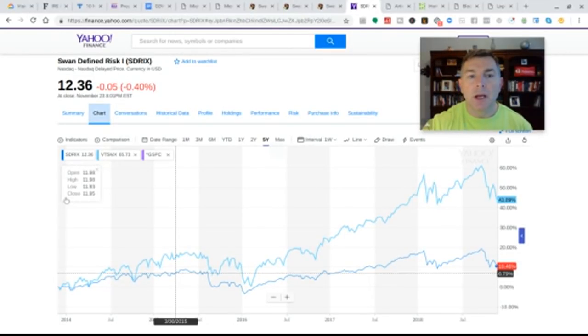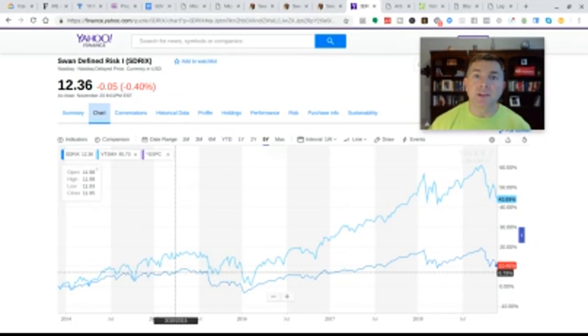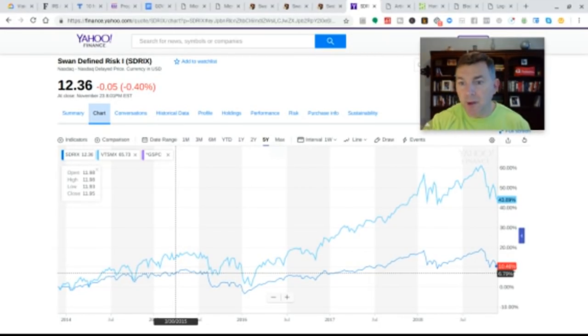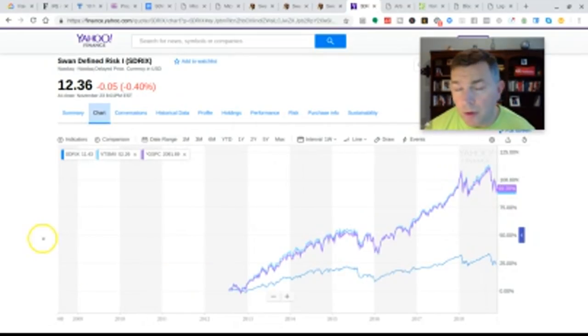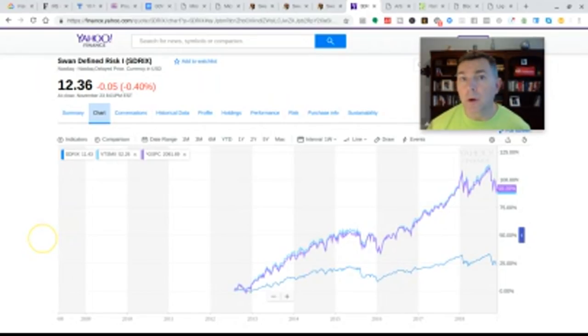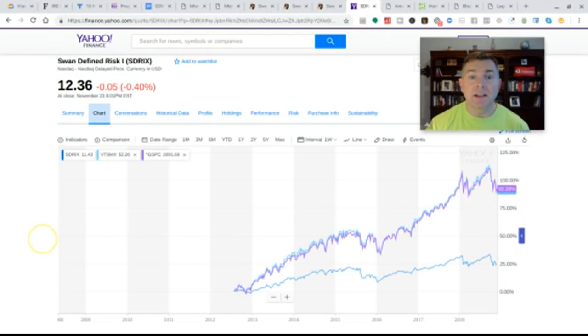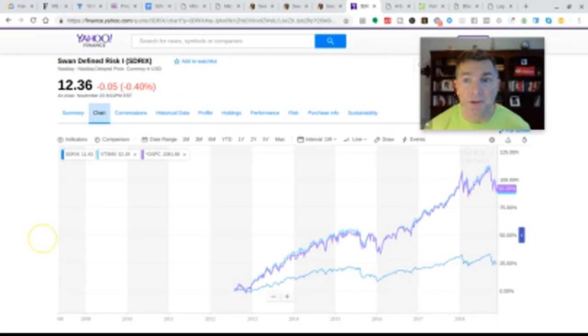So here's the S&P 500, up 43.89% since inception. Here's Swan at 10.45%. So Swan has got about a quarter of the return of the S&P 500. Historically, Swan gets about 40 to 50%. So we haven't seen that since inception. But again, since 2012, it's been an up market.